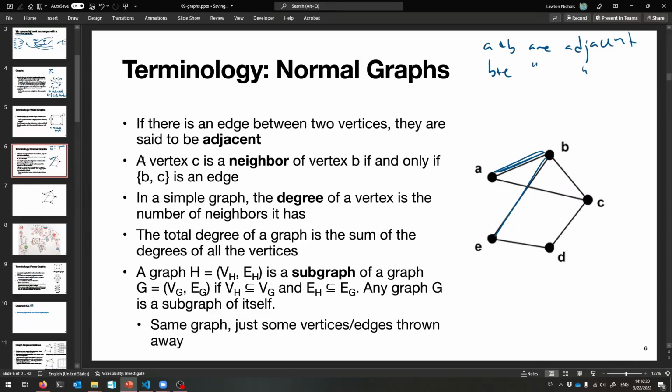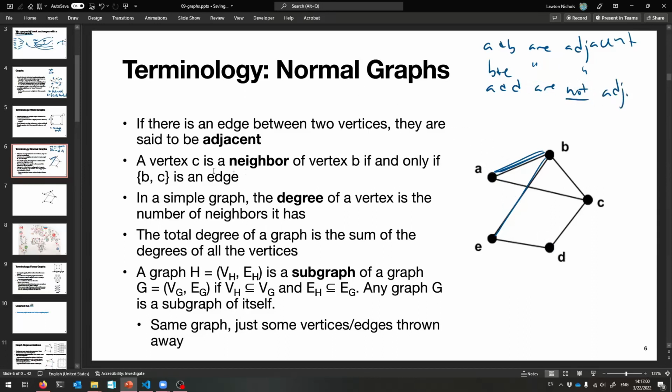You can have neighbors. A vertex C is a neighbor of vertex B if and only if BC is an edge. So all the neighbors of B are A, E, and C, right? Those are all the things you can get to by an edge. That's what it means to be a neighbor. You live right next to it. There's a path to get there. There's a single edge to get there. Yeah, so that's what neighbor means. I should also say that like A and D, for example, here are not adjacent. There's not an edge there.